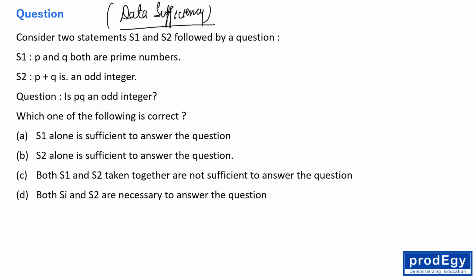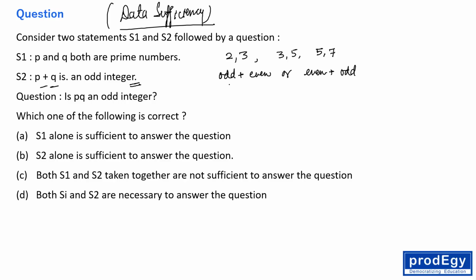Fine. So statement number 1 says P and Q are both prime numbers. So both prime numbers, so they can be 2, 3, they can be 3, 5, they can be 5, 7, or they can be any 2 prime numbers. Fine. P plus Q is an odd integer. It means the sum of 2 integers is an odd integer. It means what? The first one is odd and the second one is even, right? Or the first one is even and the second one is odd, right?